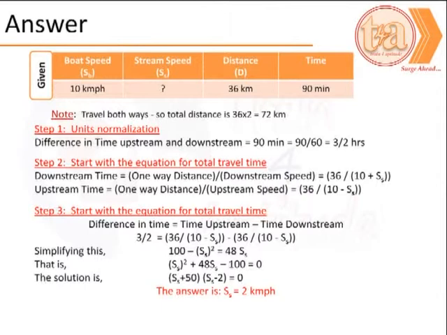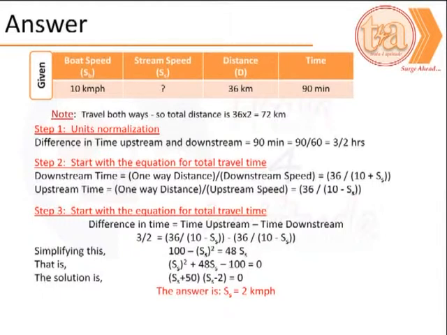The next step is to find the equations for the speed downstream and upstream, and calculate the downstream time and upstream time. This is 36 divided by 10 plus or minus the speed of the stream. The last step is to begin with the difference in time as the time taken to go upstream minus the time taken to go downstream.